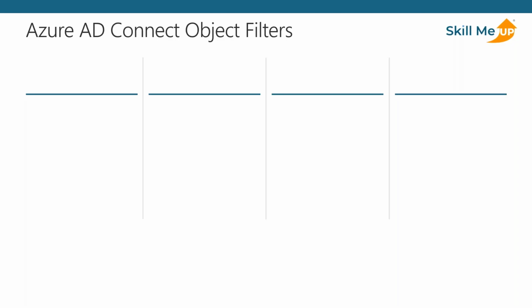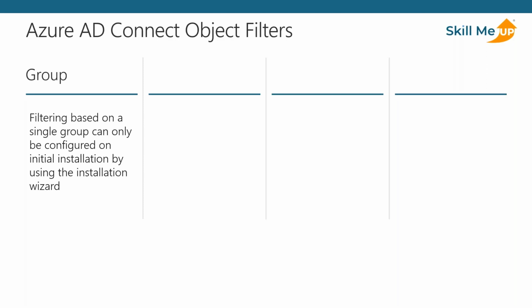There are different types of filtering objects that are available. The first type is group-based. This is filtering based on a single group and can be configured in the initial installation as part of the wizard. This is quite common to be able to go in and say, I want to test my Azure AD Connect, and in order for that to work, I'm going to choose this specific security group from my on-premises AD and synchronize that. That's quite common.